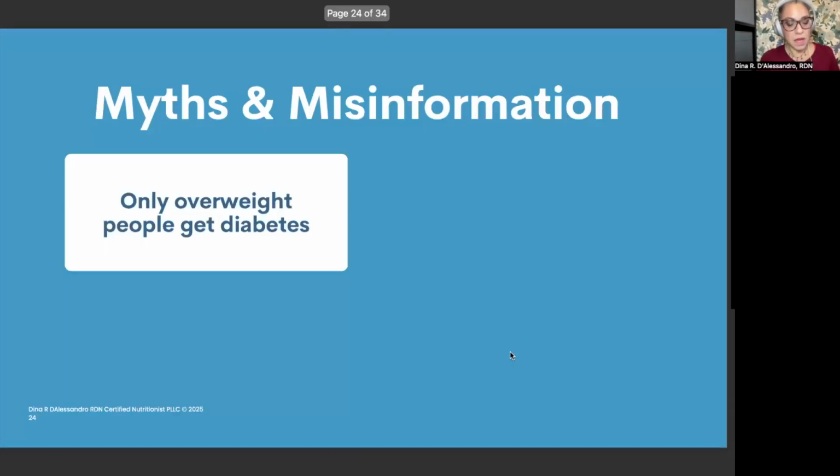All right, misinformation. I thought I would share this too, because a lot of times we just got done saying with risk factors, right? There could be some weight issues, there could be some body fat correlations with putting people more at risk, but it's not only overweight people who get diabetes.